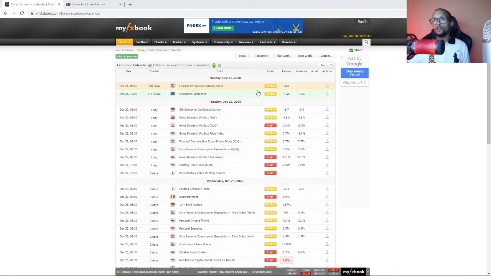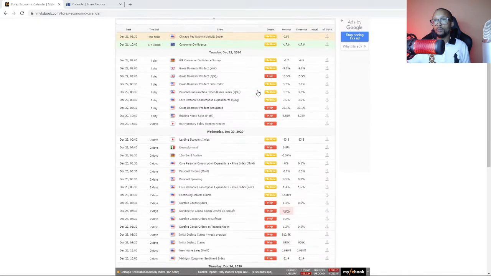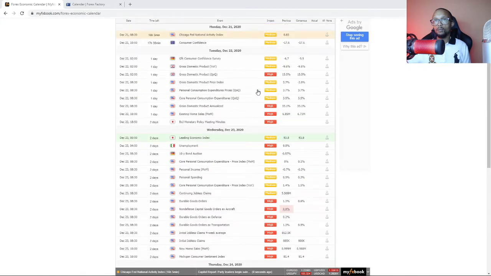So when you take a look at the calendar here, it's going to be broken down by day, broken down by time, broken down by which specific currency the news event is for. It's going to be a title. It's going to let you know what that news event is. It's going to let you know a category of impact as far as whether that's going to be low impact on the currency, medium, or high. And then if there are statistics, you're going to get them over here on the right hand side.